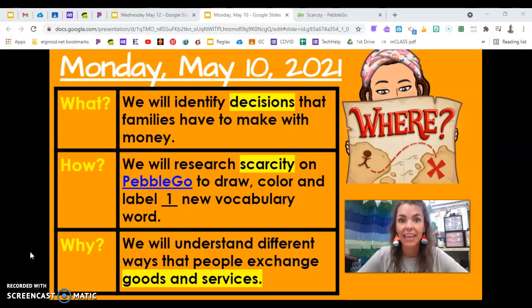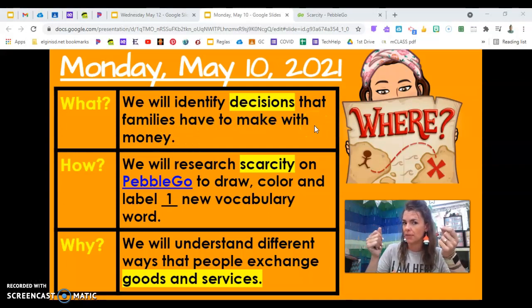Today is Monday, May the 10th, and we've got some social studies to do today. What do you think we're working on? We will identify decisions that families have to make with money. Look at that first yellow word, decisions.